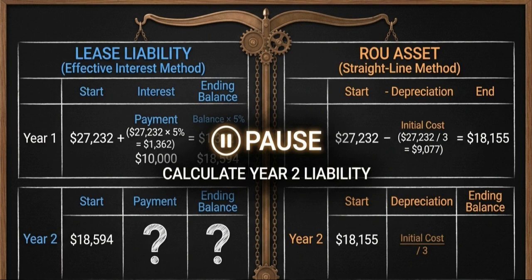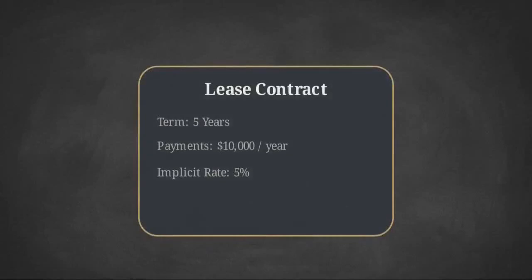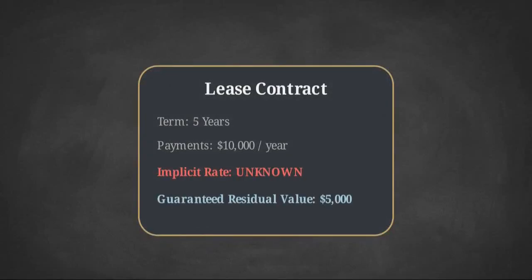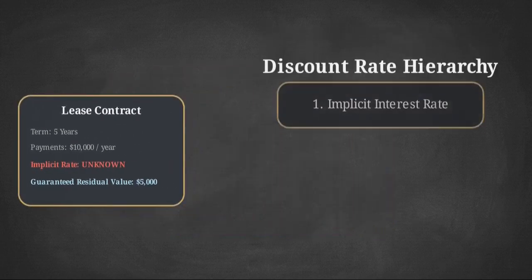These are the correct calculations for year 2. Maintaining a strict barrier between the interest growth of the debt and the straight-line decay of the asset ensures each balance accurately reflects its underlying accounting schedule. We can increase the difficulty by removing the implicit interest rate completely and adding a guaranteed residual value at the end of the lease contract.